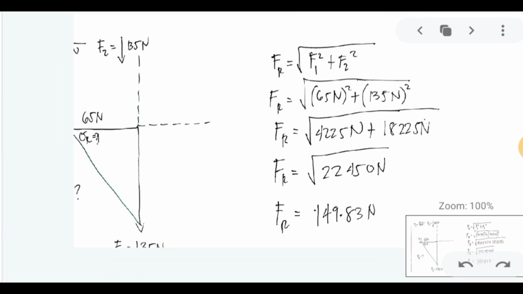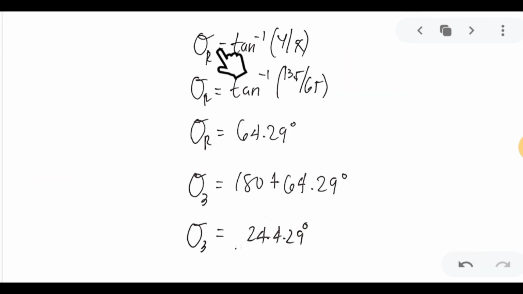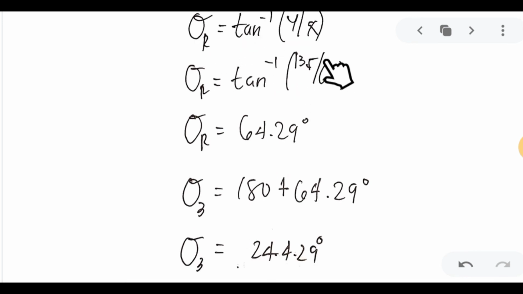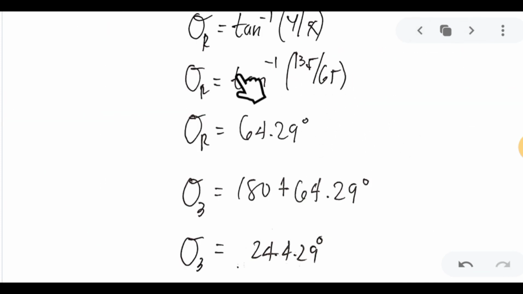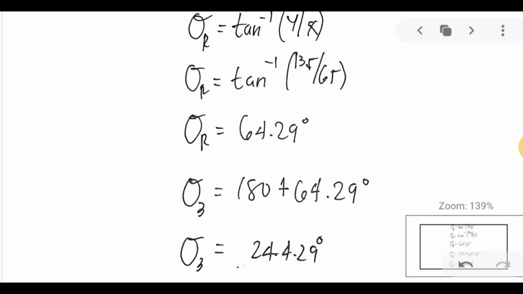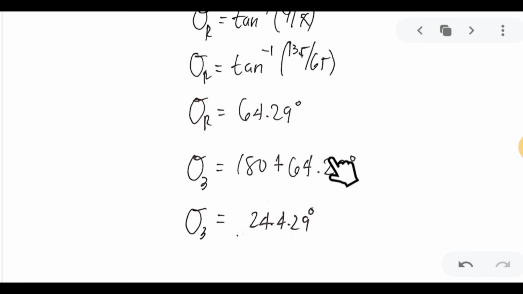And then to find the direction, first, the reference angle is equivalent to the inverse tangent of y over x. The value of y is 135 and the value of x is 65. And then get the value of the reference angle, that is 64.29 degrees. To find the direction in quadrant 3, that is 180 plus the reference angle value, which is 64.29. Adding that up, that is 244.29 degrees.